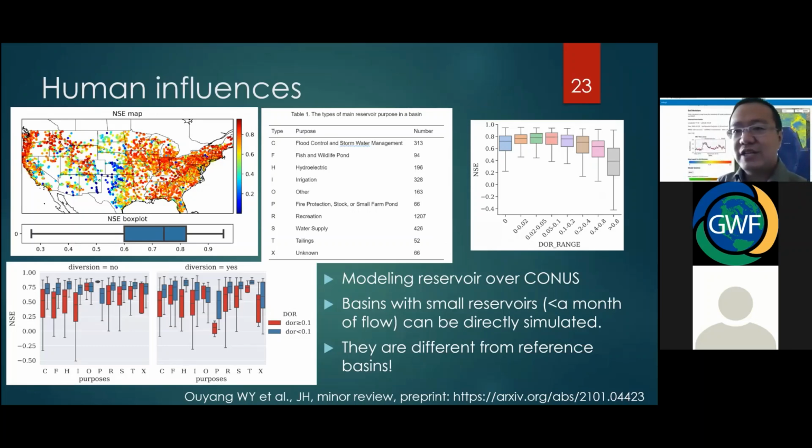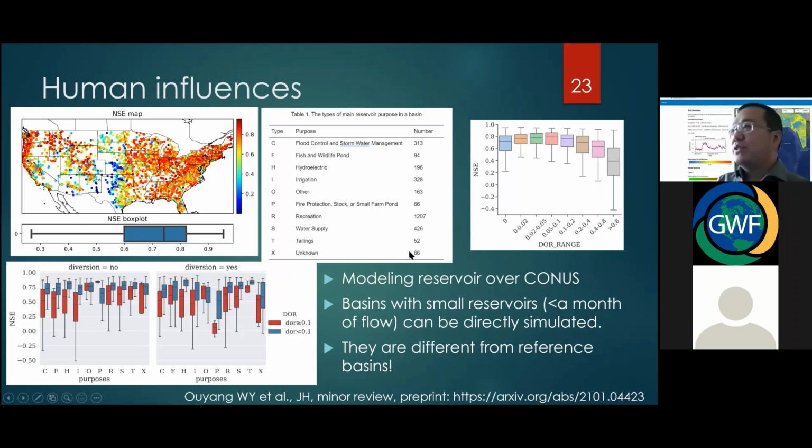Then the next question is, can machine learning handle human influences? This paper is about to be accepted. It's a minor review. So we trained on a 3,000 basin data set, where we look at the different gauges and different reservoirs. The reservoirs, you know, the types: some are flood control, some fish pond, some are hydroelectric, some are irrigation dams. So we look at all that.